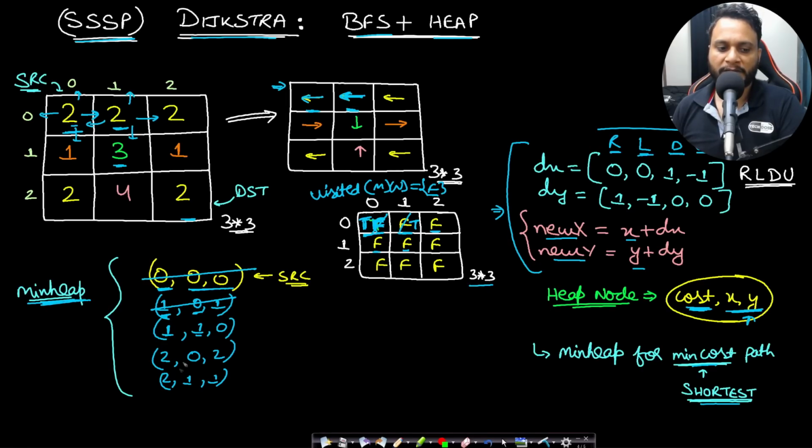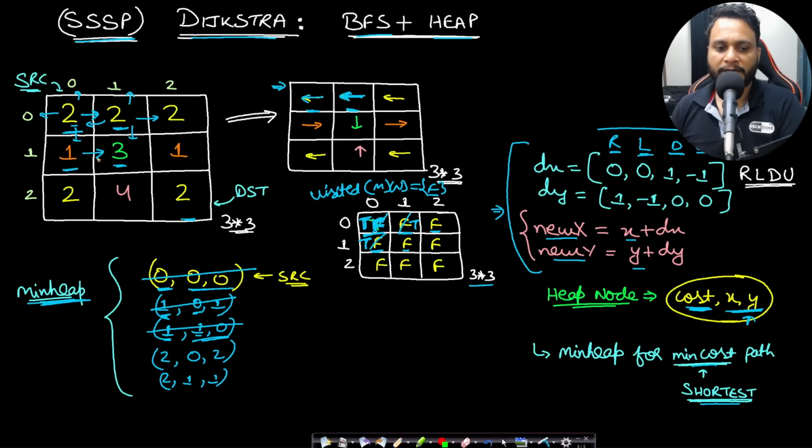Now from the available options, 1, 1, 0 is taken out because this is the best option. It is having the minimum cost. So if it is taken out, the 1, 0 is the coordinate, and you can see it is false, so mark it as true. Okay, because now it is getting processed. So once we have done this, we are at 1, 0. We will try all the 4 directional calls.